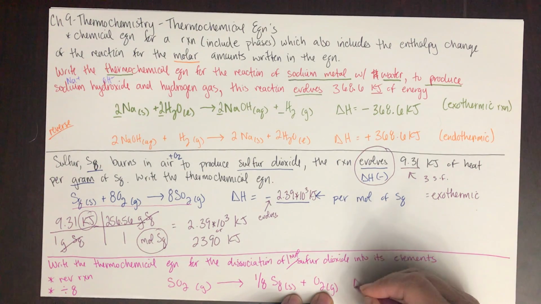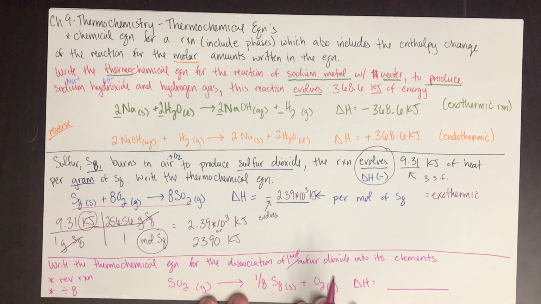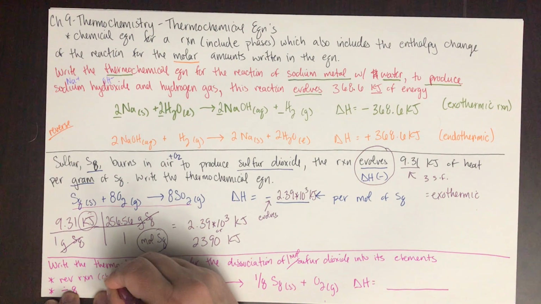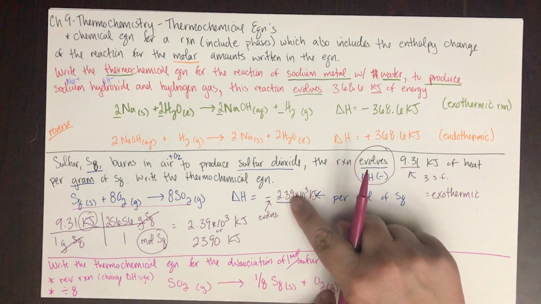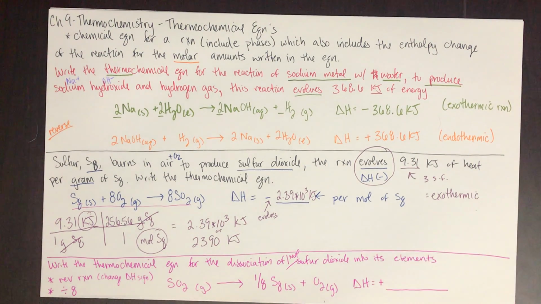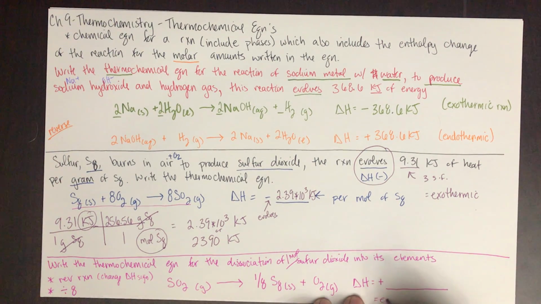And this is only when we are dealing with thermochemical equations, because here we want the dissociation for just 1 mole of sulfur dioxide. So whatever we do to the equation, we also do to the enthalpy change. So here, I reversed it. If I reverse the reaction, that means I change the enthalpy sign. So now instead of this being negative, it's going to be a positive number. This was an exothermic reaction. This is going to be an endothermic reaction.